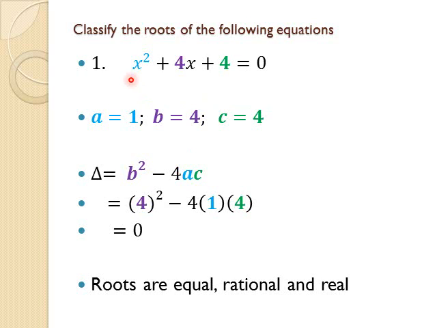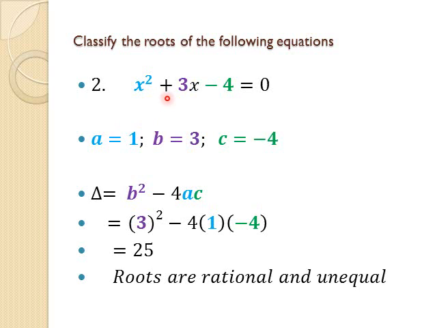So, quadratic equation given to us: x squared plus 4x plus 4 equals 0. A is 1, b is 4, and c is 4. Use the discriminant. Delta equals b squared minus 4ac, b being 4, a being 1, and c being 4. 4 squared is 16. Negative 4 times 4 would give me negative 16, times 1 stays negative 16. So 16 minus 16 gives me 0. So the discriminant equals 0. We say the roots are equal, rational, and real. Alright, so I hope you follow.